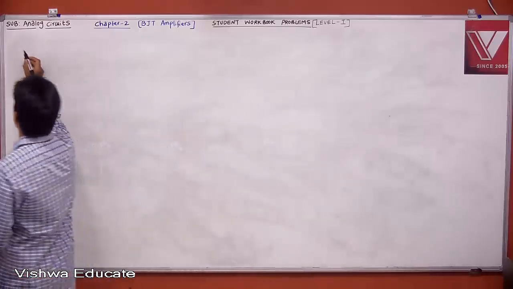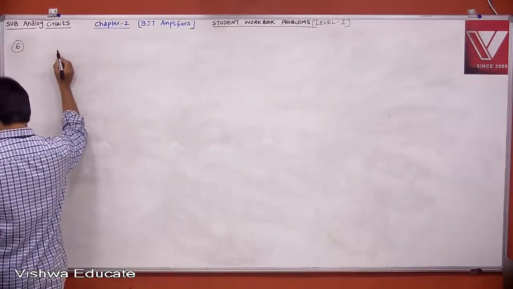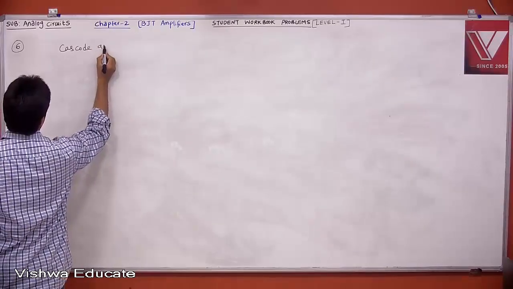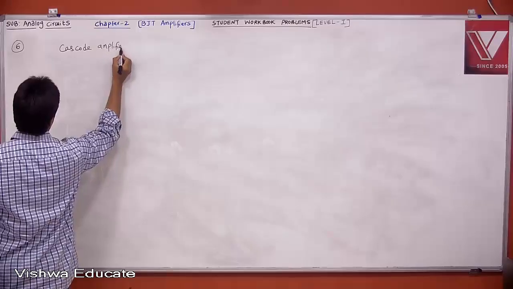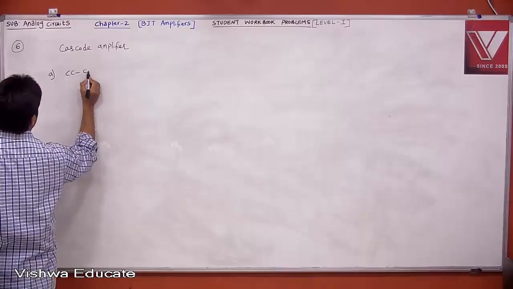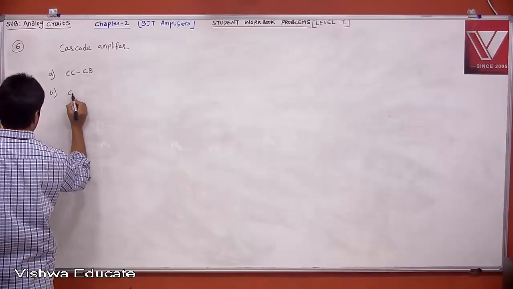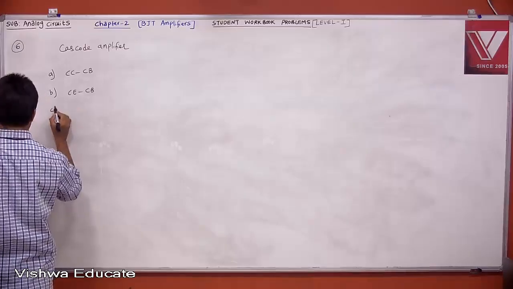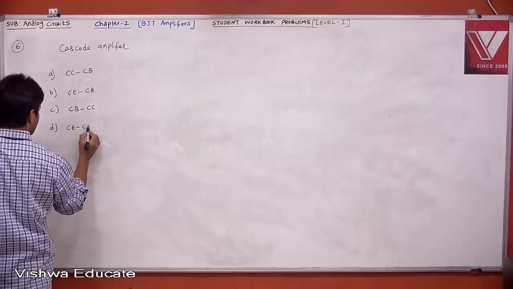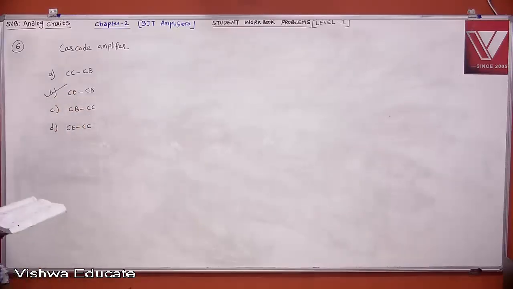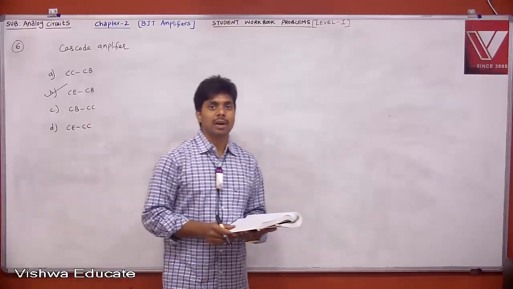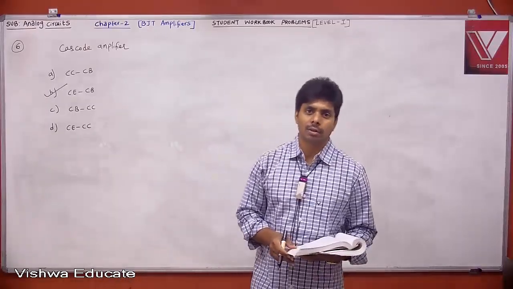This is straightforward. The cascade amplifier is a multi-stage configuration of CCCB, CECB, CBCC, CECC. Remember, answer is B. I already told you, common emitter configuration followed by a common base configuration is what is called a cascade amplifier, used to improve voltage gain without affecting unity gain bandwidth.